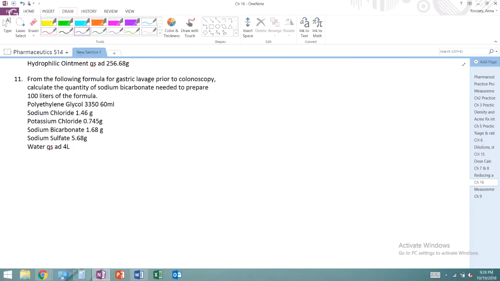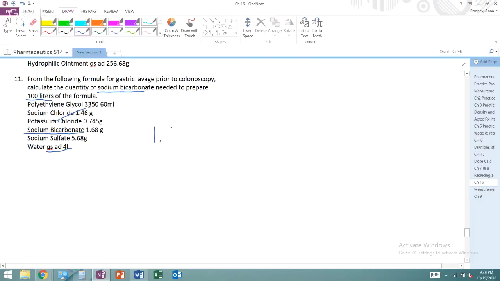So, the quantity that we are making this recipe to is for 4 liters, and they want to know the sodium bicarbonate needed to prepare 100 liters. So we don't need to know the rest of this stuff. It's gone. It's forever. It's gone. So you just need to know the sodium bicarbonate.